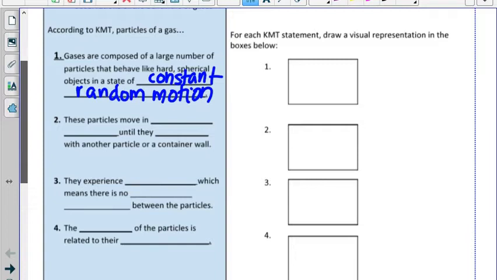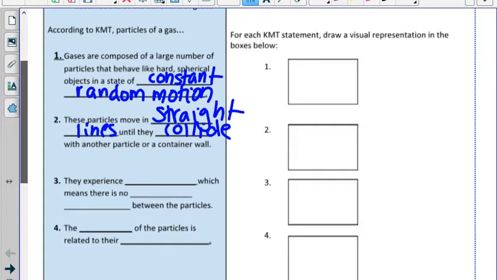The second part of this theory is that these particles are moving in straight lines until they collide with another particle or the container wall. Okay, so the way that I like to think about it is it's just whizzing around, going back and forth in straight lines until they collide.